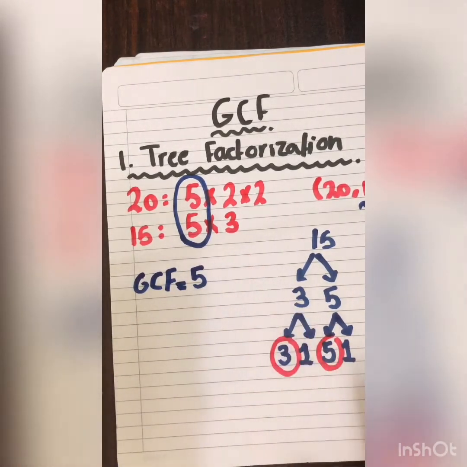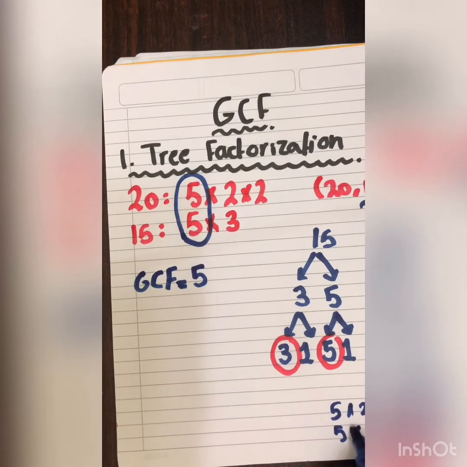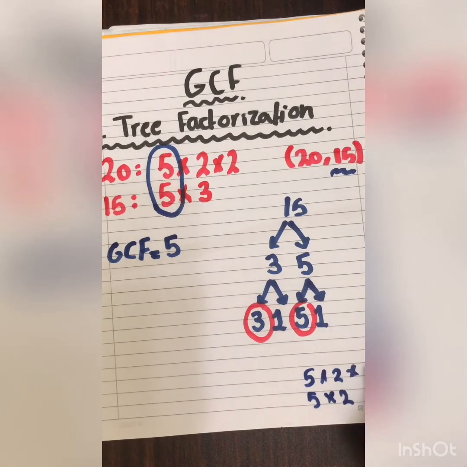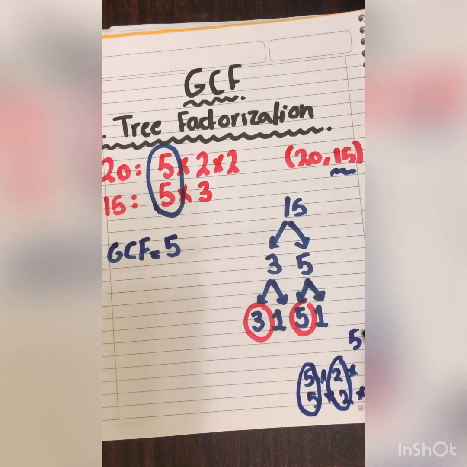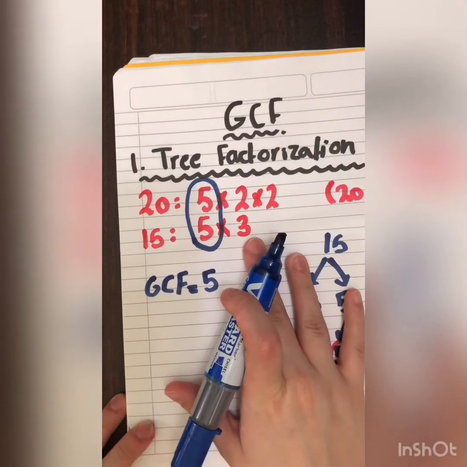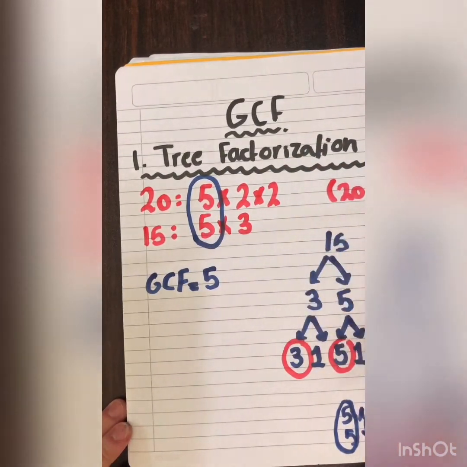If you had another number, for example, let's say the factors were 5 and 2, and let's say 3, 5, you are going to circle the 2, the 5, then you are going to multiply them together, and that will be your GCF. But in our case, the only common factor was the 5, so our GCF is 5.